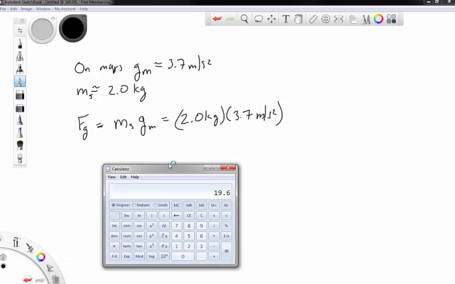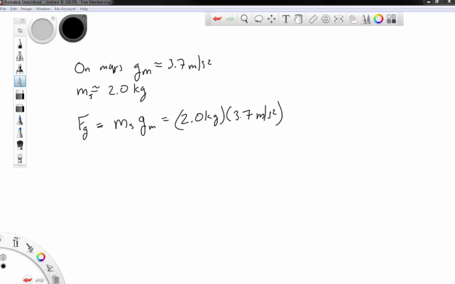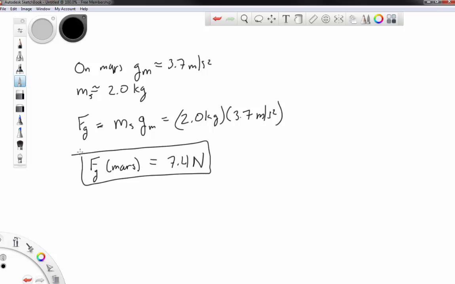So let's see what we get for that. 2.0 times 3.7 gives us 7.4. So the weight on Mars of this silver is going to be 7.4 newtons. So you can see here that that's roughly a third of the weight on the Earth. In fact, it's a little more than a third of the weight on the Earth.